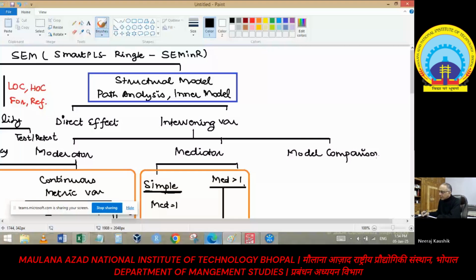There we make use of the PLS predict. We don't use the conventional method, we use the prediction method. So PLS predict is used here for the model comparison. That will be wrong to say this is part of the intervening variable, my mistake. Let me attach that here. It's here.